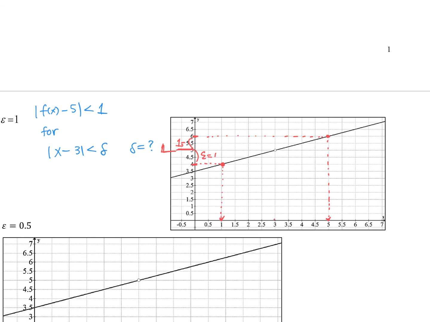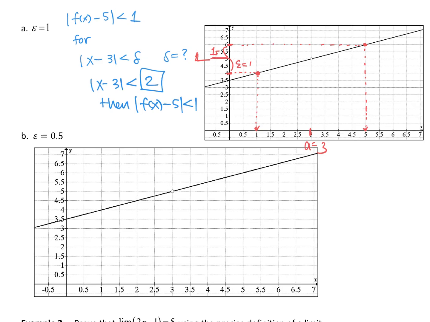So my a is 3. What's the distance? How far can I go? Like 5, right? So that's 2 steps, 2, and then 2. So as long as your x value is within 2 distance from 3, you can pick any points in there, right? So here what I can say is, as long as x minus 3 is less than 2, then f of x minus 5 will be less than 1, right? 2 here is a magic number.